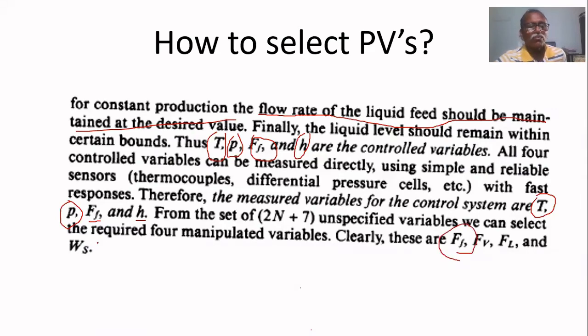Clearly, suppose you want to control feed flow rate. In a flow process, what we are doing is measuring the flow rate and controlling the flow rate. So to control the feed flow rate, the feed flow rate can be used. To control temperature also, the feed flow rate can be used, because if we decrease it, the heat injected into the system changes.